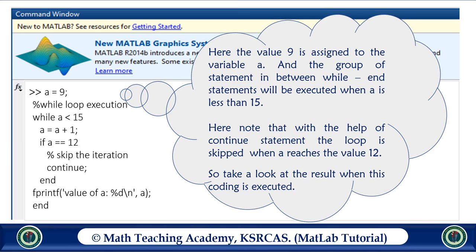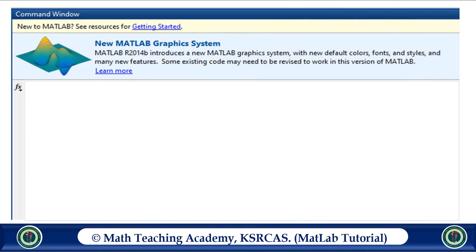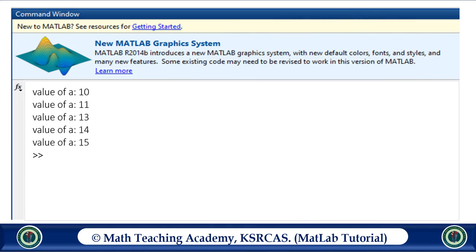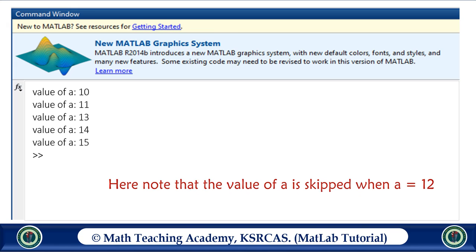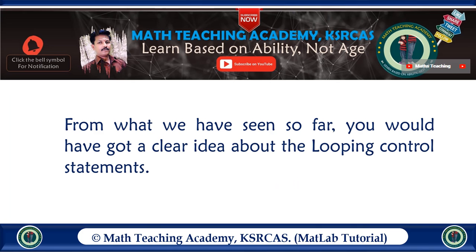After executing this code, what you will get is: value of a: 10, value of a: 11, value of a: 13, value of a: 14, value of a: 15. Here the value of a: 12 is skipped. Note that the value of a is skipped when a is equal to 12. From what we have seen so far, you would have got a clear idea about the looping control statements.